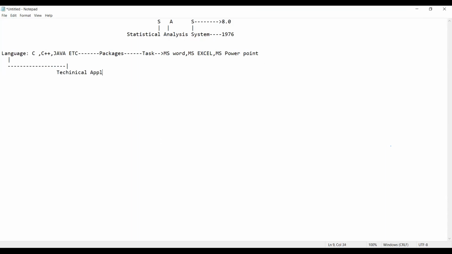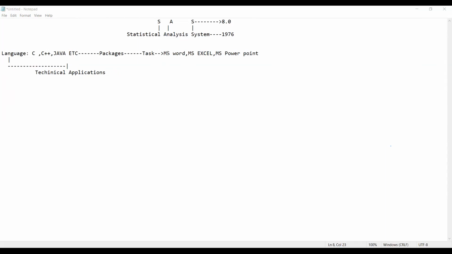Now tell me, what do you understand by the word package? A package is a predefined application where you need not write any command. Do you need to write C language code to run a Microsoft Word document? No, exactly, you don't require it.